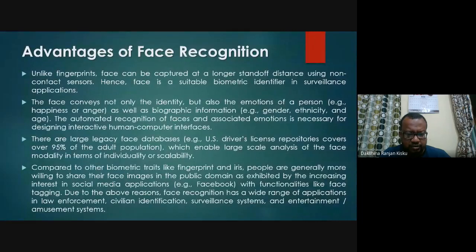Now, face recognition compared to other biometric traits like fingerprint and iris: people are generally more willing to share their face images in the public domain, as exhibited by the increasing interest in social media applications like Facebook, Instagram, LinkedIn, with functionalities like face tagging. Due to the above reasons, face recognition has a wide range of applications in law enforcement, civilian identification, surveillance systems, and entertainment amusement systems. So these are the advantages of face recognition systems.